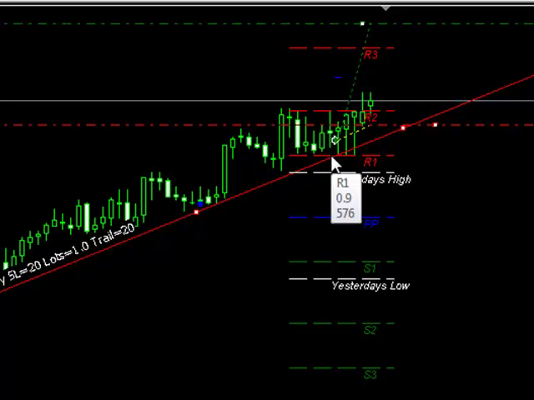So there you go, that's an example of how to use a combination of 3 products: Daily Pivots, the Orion Index Gain Analyzer, and Gold, which is the automated trendline trading system.